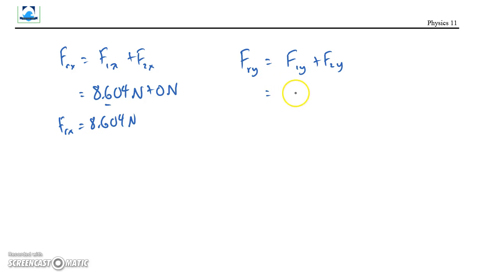FRy, 12.29 newtons plus 16 newtons, and that will give us 28.29 newtons. And again, keeping track of our sig figs with a mark underneath each time. And okay, now what? We added up our x's, added up our y's. Now we've got to draw a new diagram with our two resultant components.